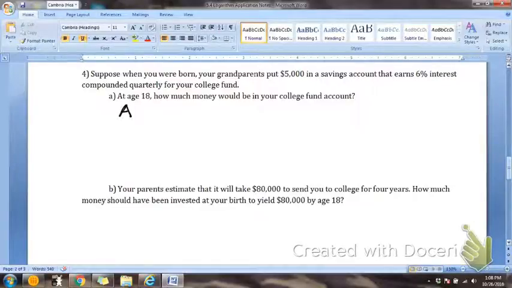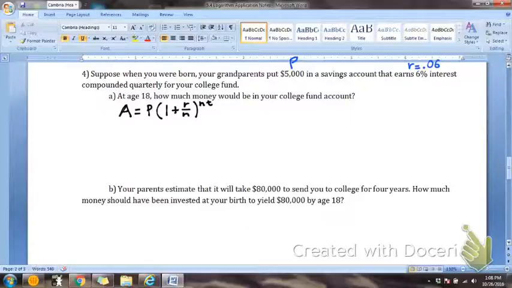A is the amount that we want at the very end. What is my starting value? What's going to be the P value here? 5,000. Good, so I'm going to label that as my P. What is the rate here? 6%, but when I go to plug it in, what do I have to do? You have to divide it by 100. Good. So we get 0.06 as my rate.